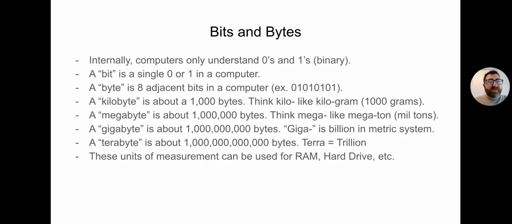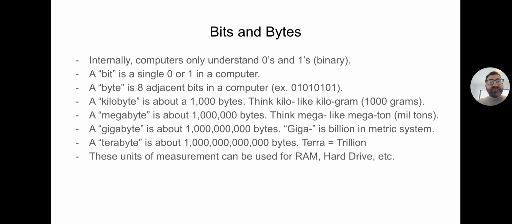Bigger than a megabyte is a gigabyte. A gigabyte is 1 billion bytes. So there are about 1,000 megabytes in a gigabyte, where a gigabyte is 1 billion bytes and a megabyte is 1,000,000 bytes. So think of giga, G-I-G-A, as 1 billion. Lastly, the biggest size we're going to list is a terabyte, which is 1 trillion. You can think tera starts with T and trillion starts with T.